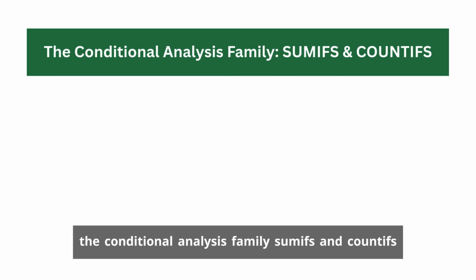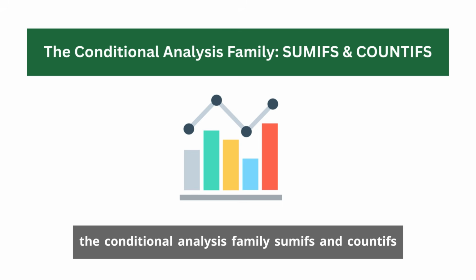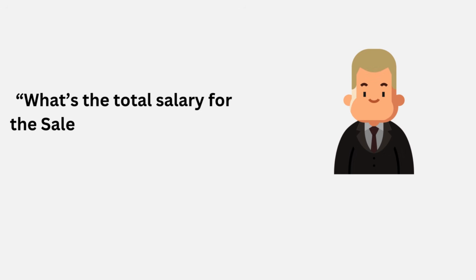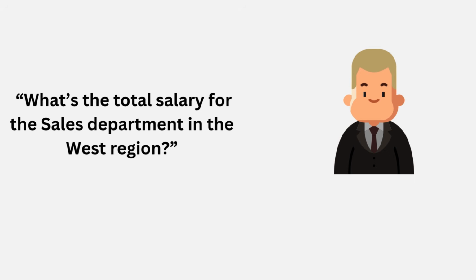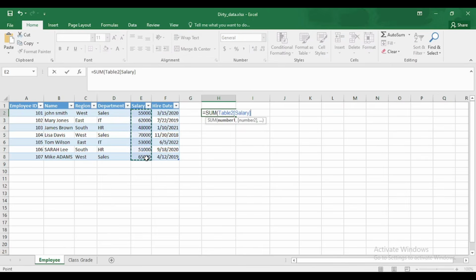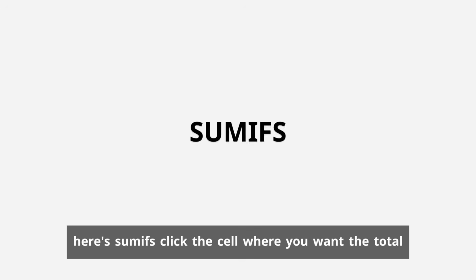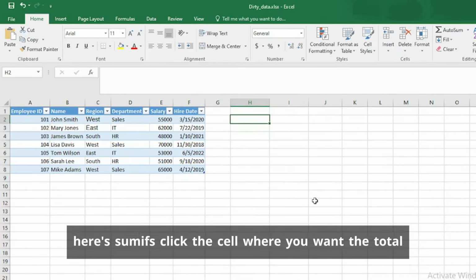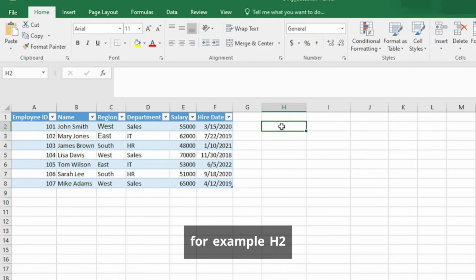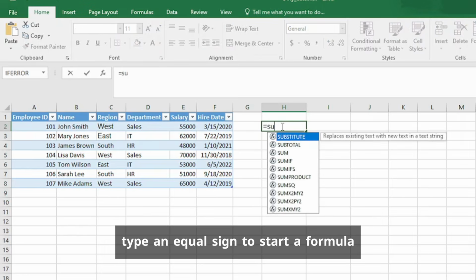The conditional analysis family, SUMIFS and COUNTIFS. Your boss asks, what's the total salary for the sales department in the West region? A plain SUM won't work. It adds everything. Here's SUMIFS. Click the cell where you want the total, for example H2. Type an equal sign to start a formula.